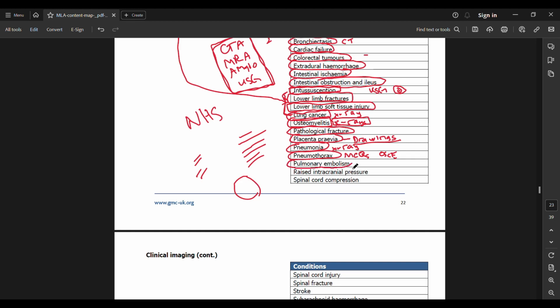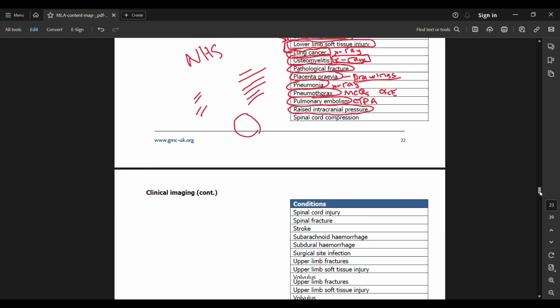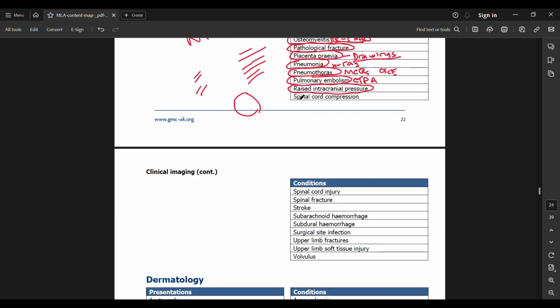Next you have pulmonary embolism. Just make sure you know that you need to do a CTPA in pulmonary embolism. Okay, raised intracranial pressure, know which investigations you need to do, in particular CT scans, MRIs, right? Next you have your spinal cord compression. In this case, make sure you know how to look at spinal cord compression on an MRI, okay, on an MRI scan, okay?